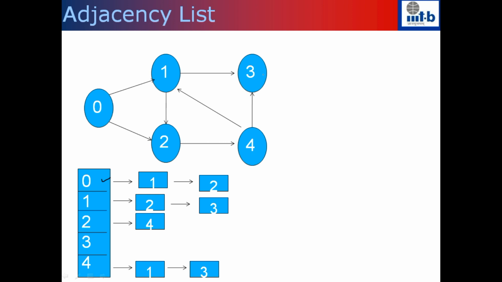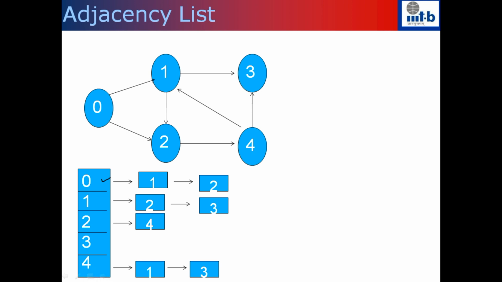There is no outgoing edge from vertex 3, so the list corresponding to 3 is null, an empty list. Similarly, 4 is connected to 1 as well as 3, so you have a list which contains 1 and 3. So you have an array of lists.